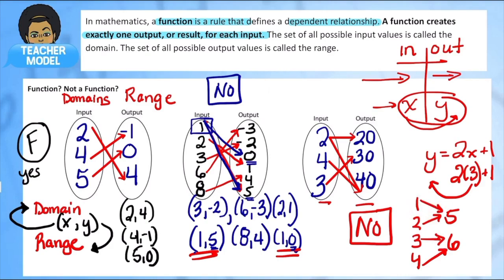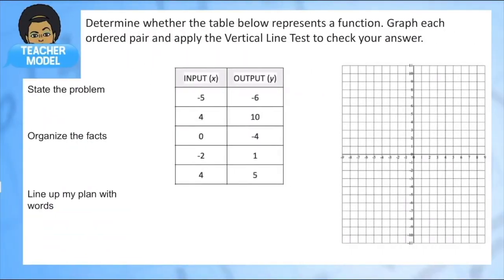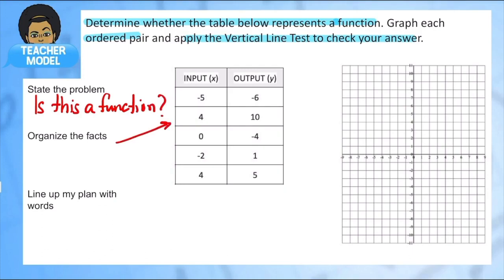And let's look at one more example using the vertical line test. So here's our problem for today. We're going to determine whether or not the table represents a function. We're going to graph each ordered pair, and we're going to apply the vertical line test. So that is going to be our goal. Is this a function? That's the problem. And our facts are right here in our table.